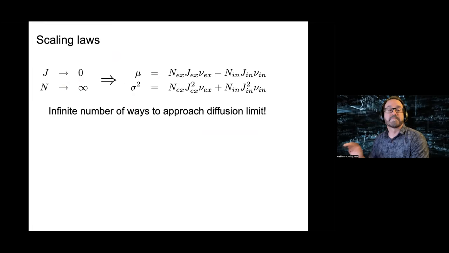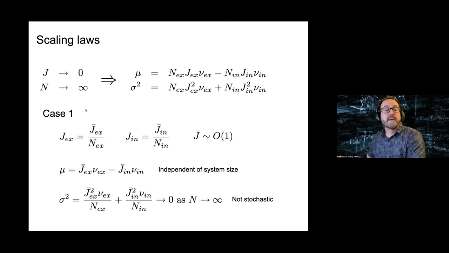The crucial thing here, and this is kind of where the idea of balance comes in, is that you can get this limit, J goes to zero and N goes to infinity, in many different ways. One way to do that is to have Jex and Jin, the strengths of excitation and inhibition, be inversely proportional to the number of neurons in the network. Then as N, the number of neurons, goes to infinity, J goes to zero. J bar here is just a constant.